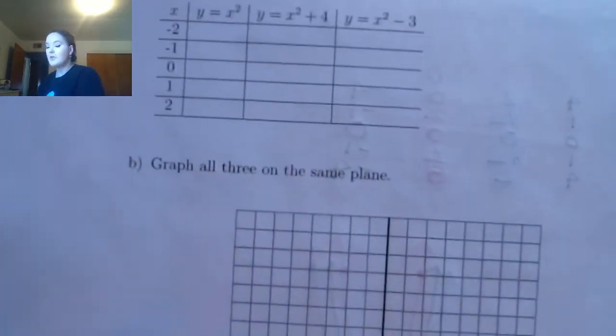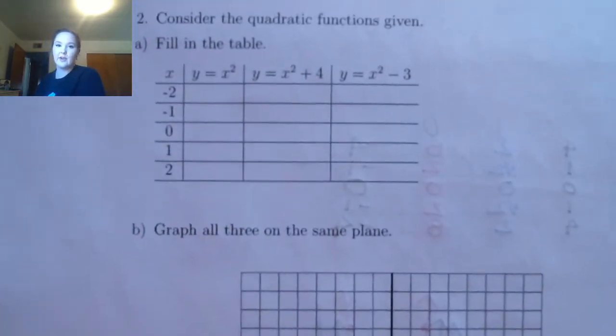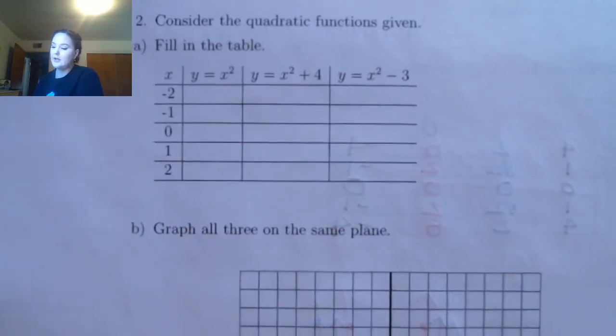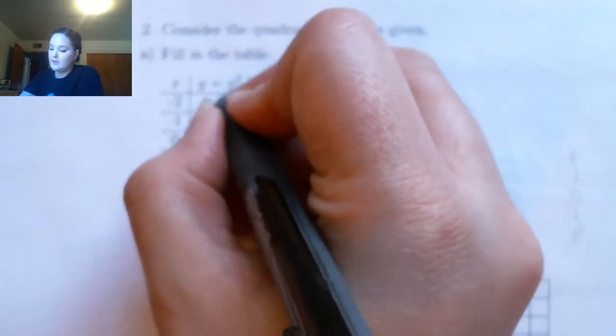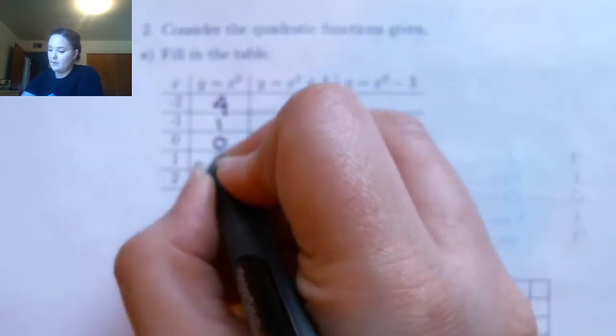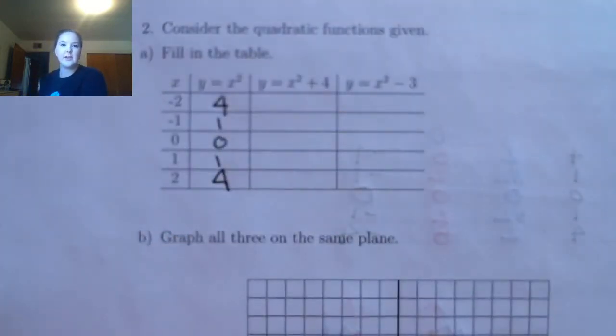Okay, let's look at a different kind of transformation. I'm going to start by filling in the values again for my normal graph. So these are going to be 4, 1, 0, 1, 4. We had that on the opposite side.